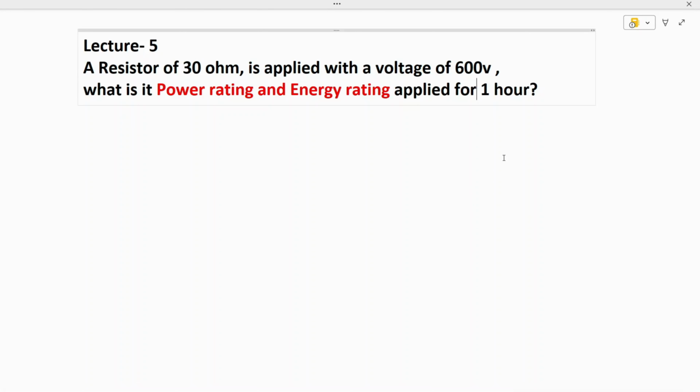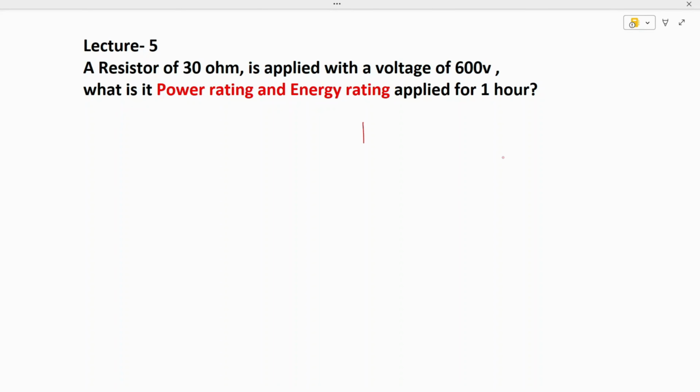Now let us try to solve this problem. The given problem is a resistor of 30 ohms with an applied voltage of 600 volts, and what is the power rating and energy rating consumed by this resistor. Okay, now let's try to draw the diagram.